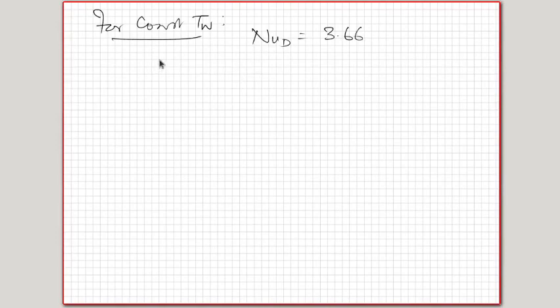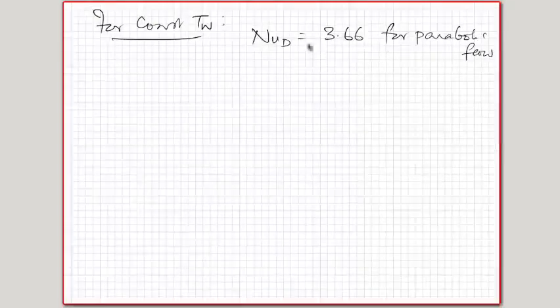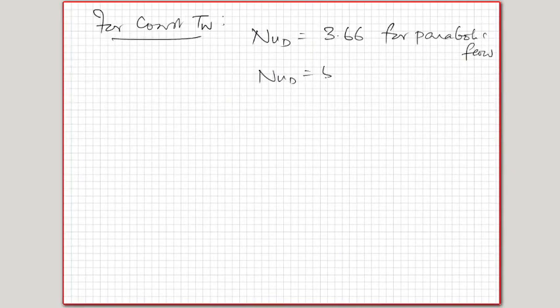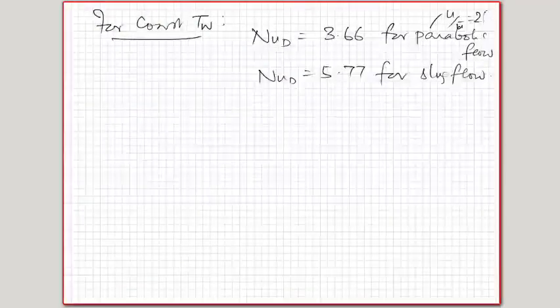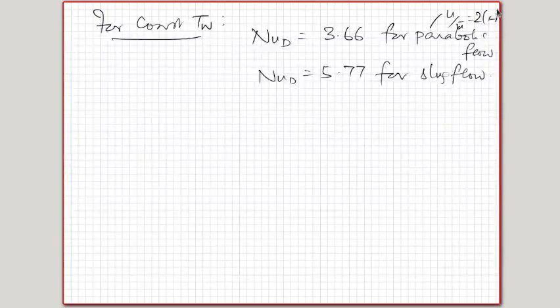And for parabolic flow, that is u by u bar equal to twice into 1 minus r tilde squared, then you get Nu_D equal to 5.77 for slug flow. So parabolic flow means u by u bar is twice into 1 minus r tilde squared, and this is u by u bar.